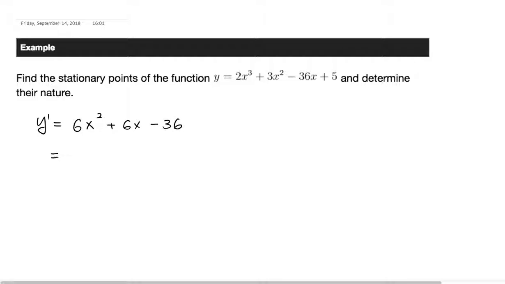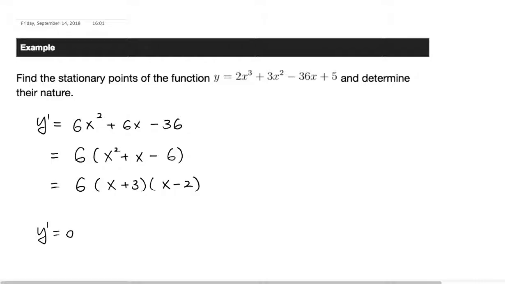So again, I'm going to factorize this. 6 times x squared plus x minus 6, and I can factorize it even further: 6 times x plus 3 and x minus 2. Okay, so that's my derivative. When is my derivative equal to 0? When x is negative 3 and 2.